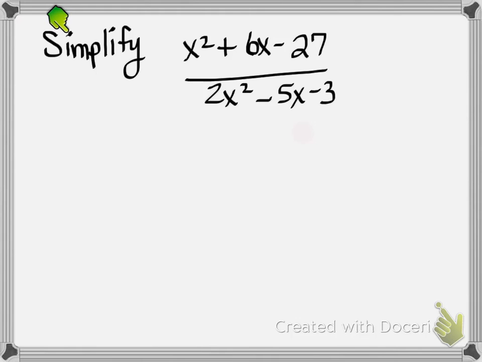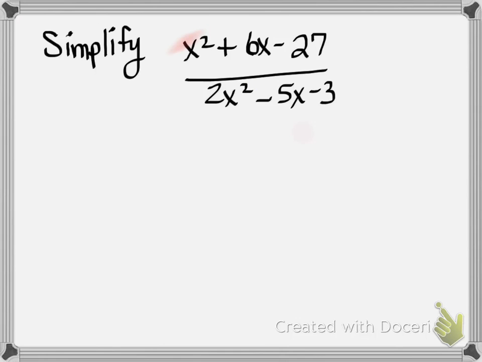So what we want to do is pay attention to the kind of problem that we have. We have simplify, and then we have one rational expression, one polynomial over another. So all I want you to do, you're going to factor the top part, factor the bottom part, and if any factor appears in the numerator and denominator, you're going to cross them out.